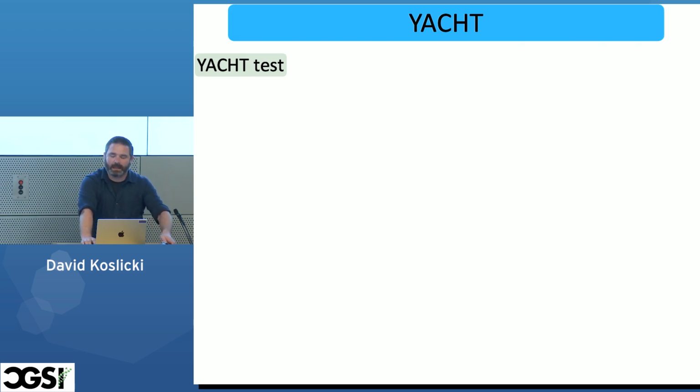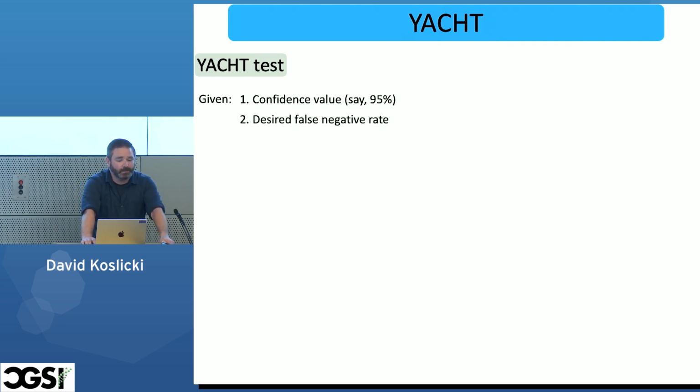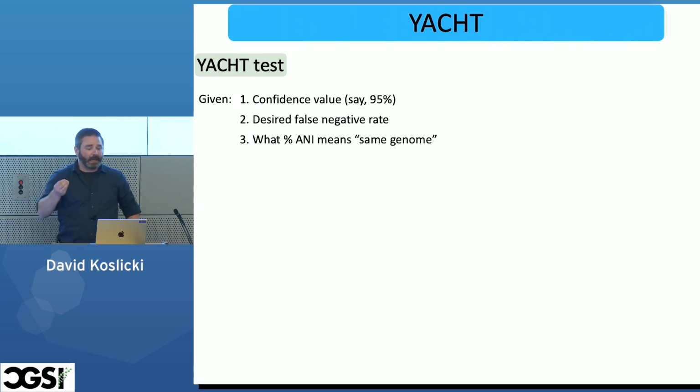So at a very high level, how YACHT works, and I'll go into more of the algorithmic details later on, but essentially you give a confidence value and a desired false negative rate. And this will be important. It's a false negative rate, not a false positive rate. And you give an ANI percentage that you think means the same genome.